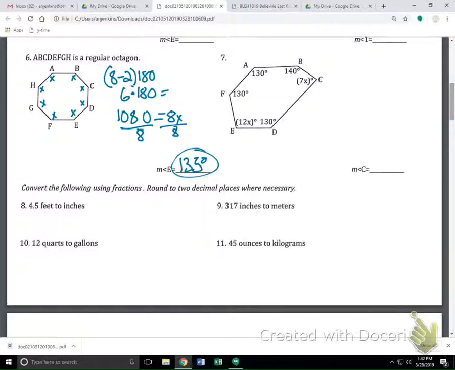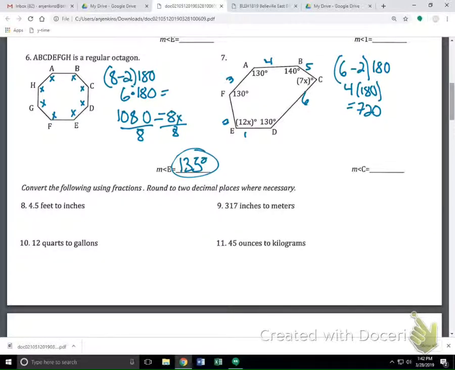Our next one, we have to calculate this one. How many sides does this have? 6 sides. 6 minus 2. It's going to be 4 times 180. What's 4 times 180? 720. 720, thank you. So we have 720.